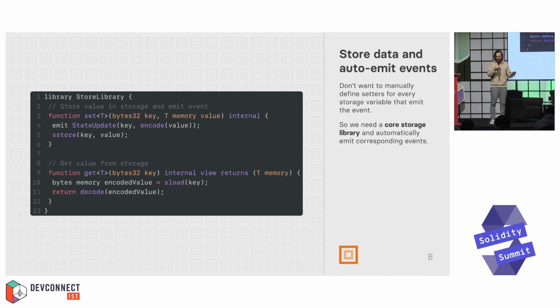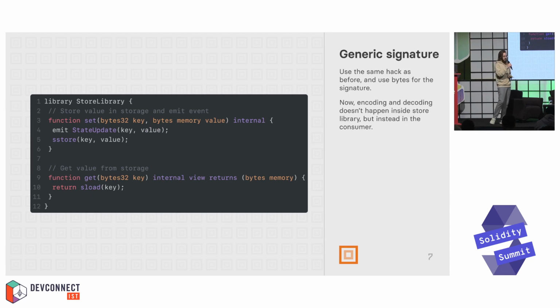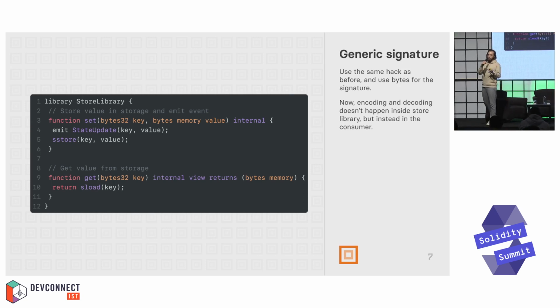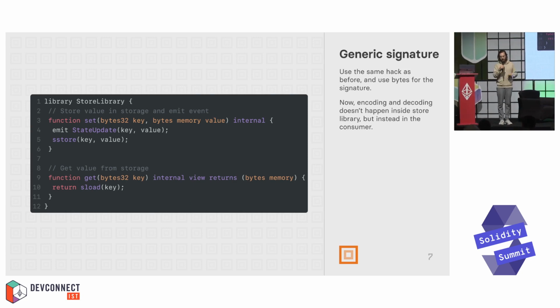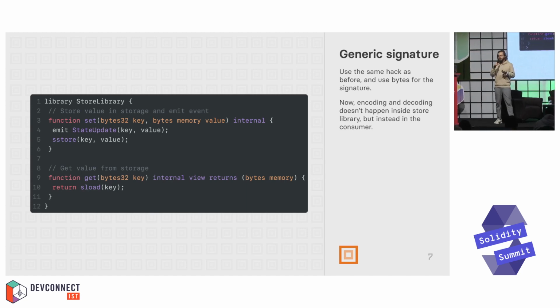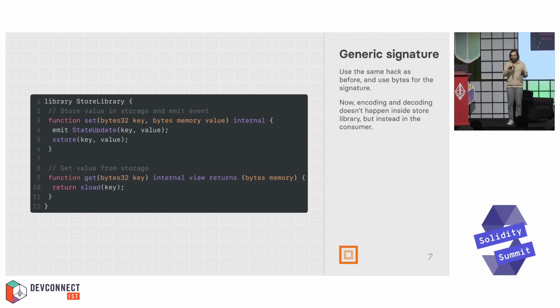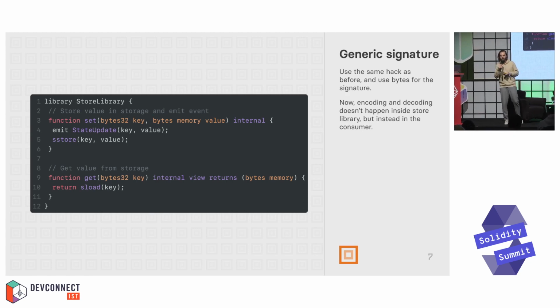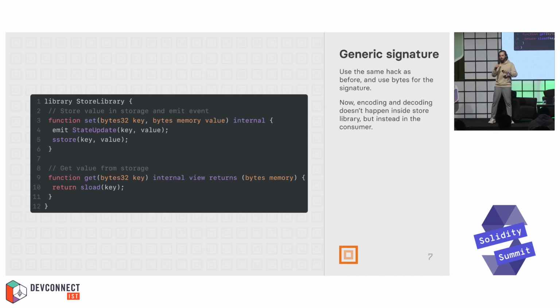Again, this is not possible yet, so we have to do basically the same trick as before: we just remove the types, and instead we have a function set and a function get, and both of them just act on bytes. So we have our bytes key and our bytes value, and that emits the event automatically and sets our storage, and in our getter we load the value from storage and return it again. So essentially what we want here now is that at least we don't have to emit the event manually anymore, and it stores it in storage automatically. For getting, there's nothing really special here.